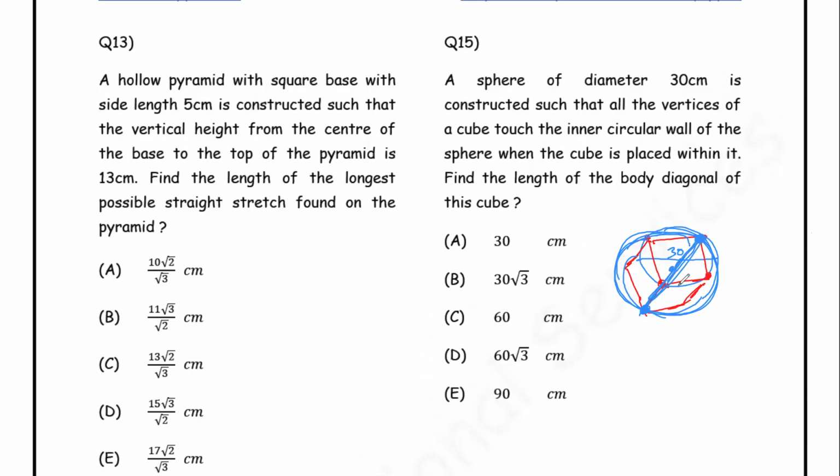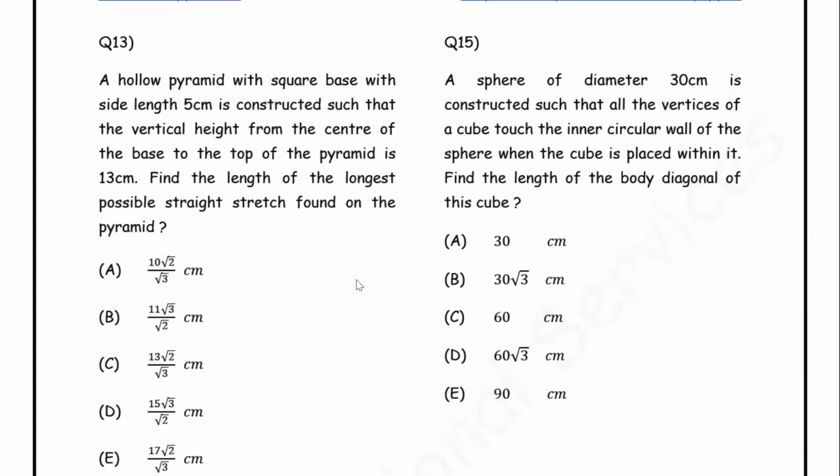And therefore it becomes the diameter of the sphere itself. The body diagonal will pass through the centermost point of the cube, which is also the centermost point of the sphere. And the body diagonal of this cube is also the diameter of the sphere. Therefore, the answer is 30 centimeters. Again, a very intuitive question, something that you would probably need to imagine.